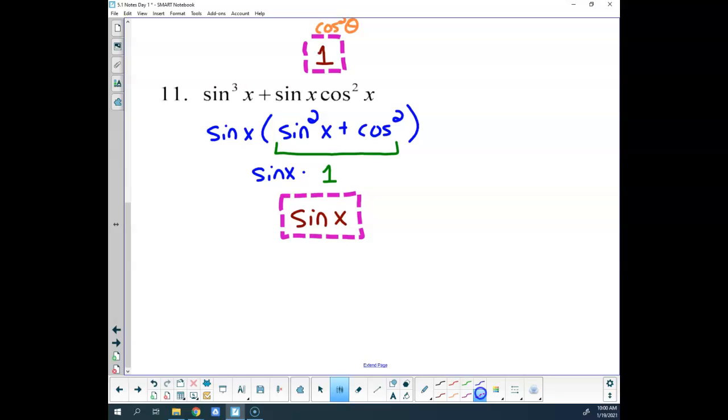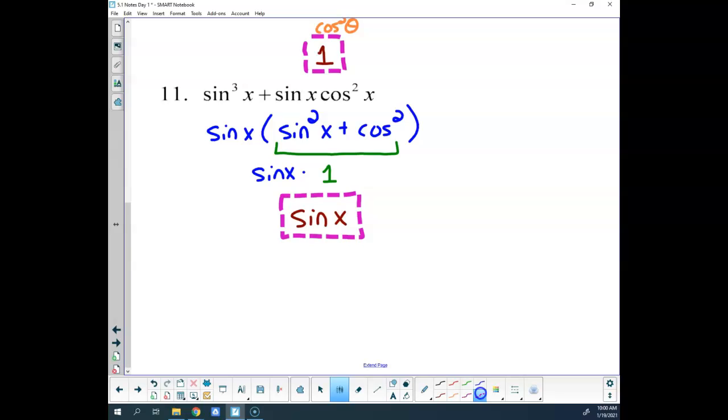Now, one thing that I can tell you as you go through this, and as we get to the next section, 5.2, we're in chapter 5, by the way. We're in 5.1 right now. When we get into 5.2, we're going to say sine cubed of x plus sine of x cosine squared of x is equal to sine of x. And you're going to have to prove that. You're going to have to simplify one side and go through there.